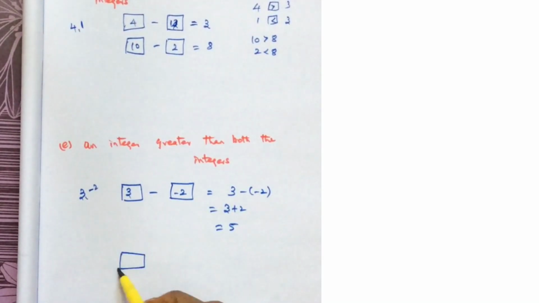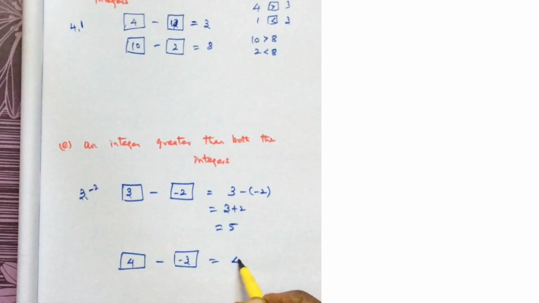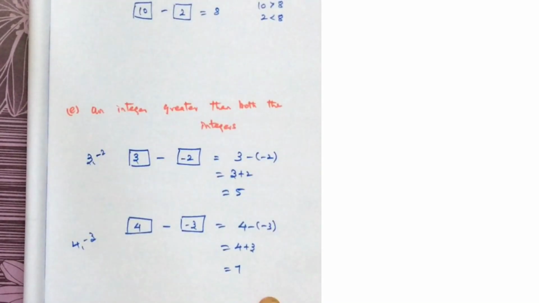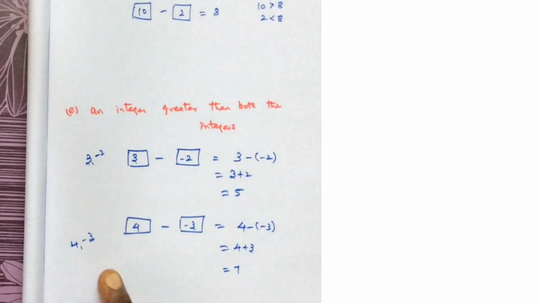Next is 4 minus of minus 3. 4 minus of minus 3, that is equal to 4 plus 3, that is 7. Here 4 and minus 3 are the integers. So this 7 is greater than both 4 and minus 3.